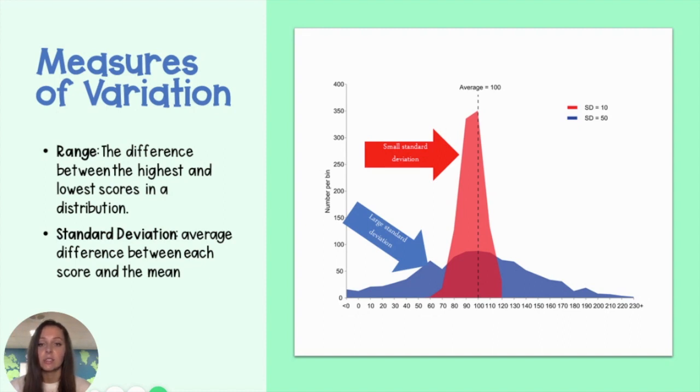But this is the average distance between a score and the mean. So I like to think of it as how far away is that score from the mean. So we might say that it's 2 standard deviations above the mean or 1 standard deviation below the mean, showing you in relation to the mean where that score is. It can either be above or below.